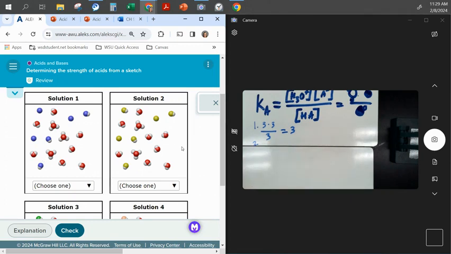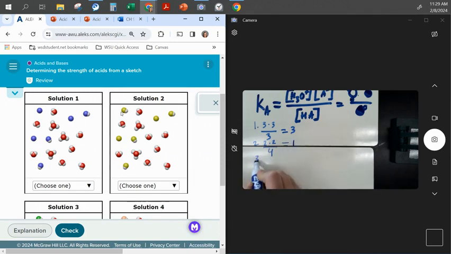So look for hydronium. 1, 2 hydroniums. So I better have 2 conjugate bases. 1, 2. I'm going to divide by the original acid, so that's still with the hydrogen. 1, 2, 3, 4. So 2 times 2 is 4, divided by 4 is 1.